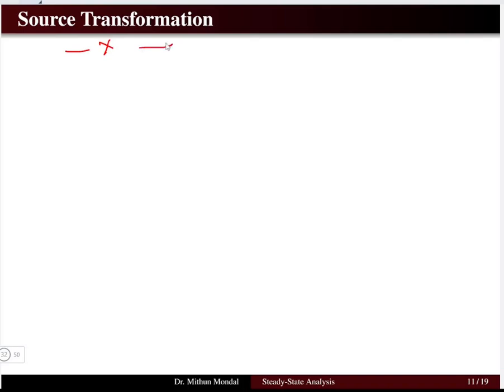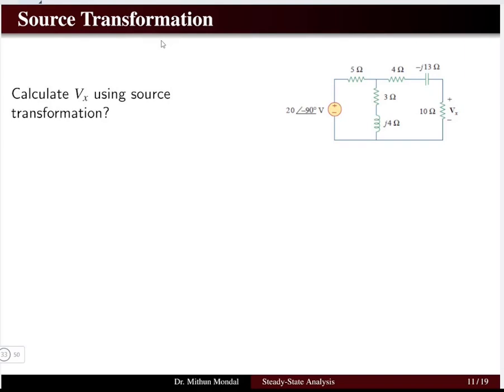So here in the frequency domain, we are just taking up numericals to understand the theorems, because the theory behind them is already covered. In source transformation, we have a problem like this: calculate Vx using source transformation. Vx is basically the potential across the 10 ohm resistor. We have to determine this Vx using source transformation.